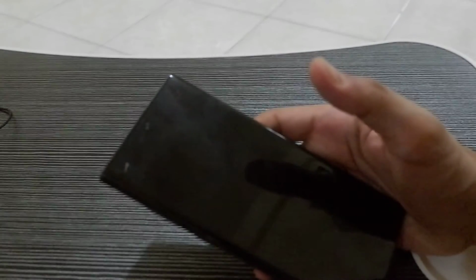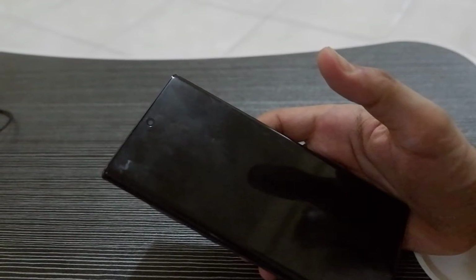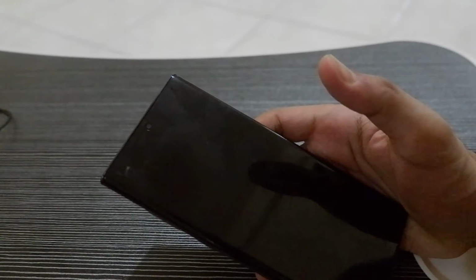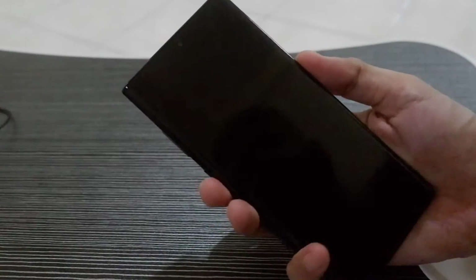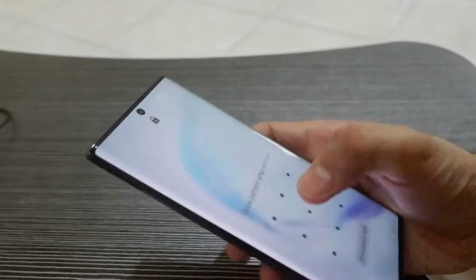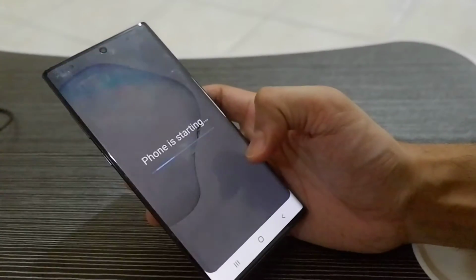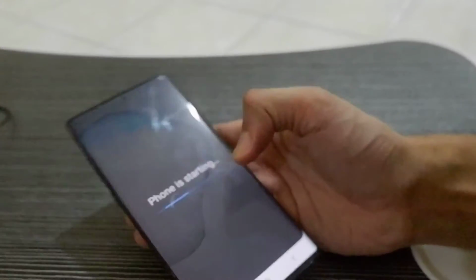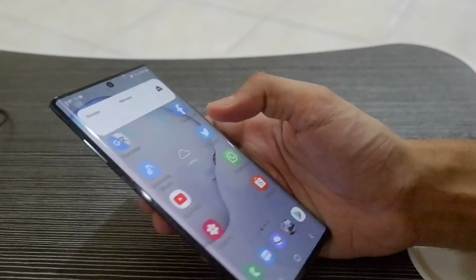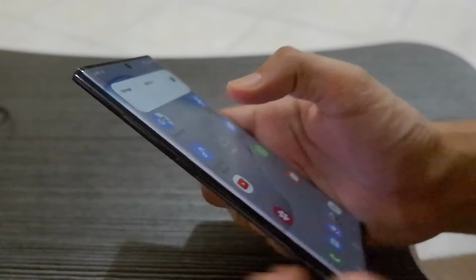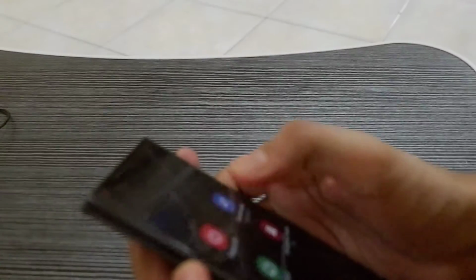Hello guys, today I'm going to show you how to fix this issue where your Samsung Galaxy Note 10 cannot be hard reset. This is a Samsung Galaxy Note 10 Plus, and I have no idea why it cannot be hard reset. If you try to hard reset it, it cannot be. So let's try, let's switch off the phone.